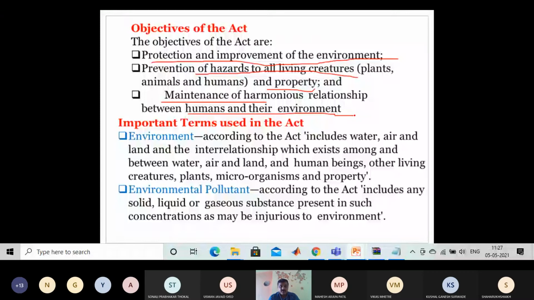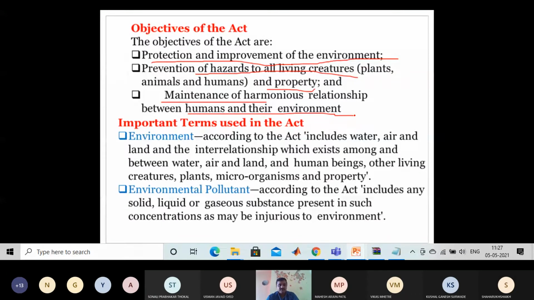So in this way, if humans encroach on the forest, naturally the particular animals are going to enter the human habitat. So that's why you have to maintain the harmonious relationship between humans and their environment.